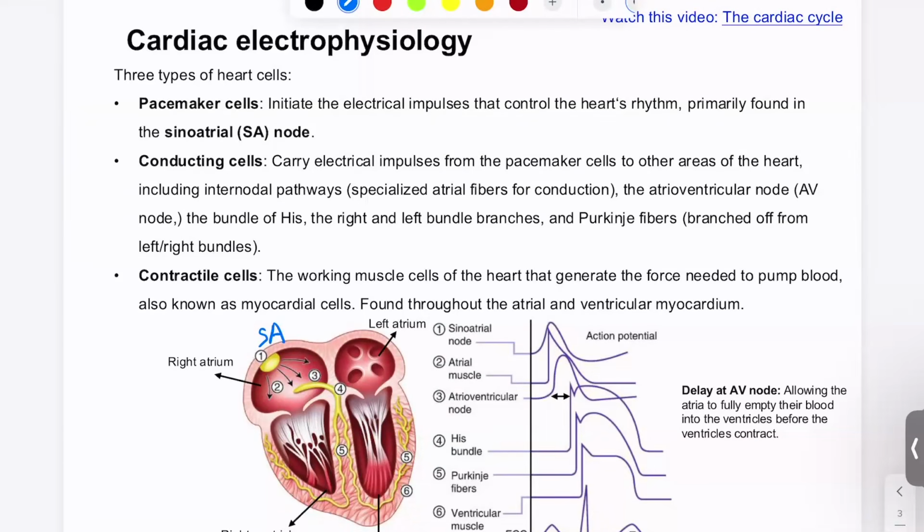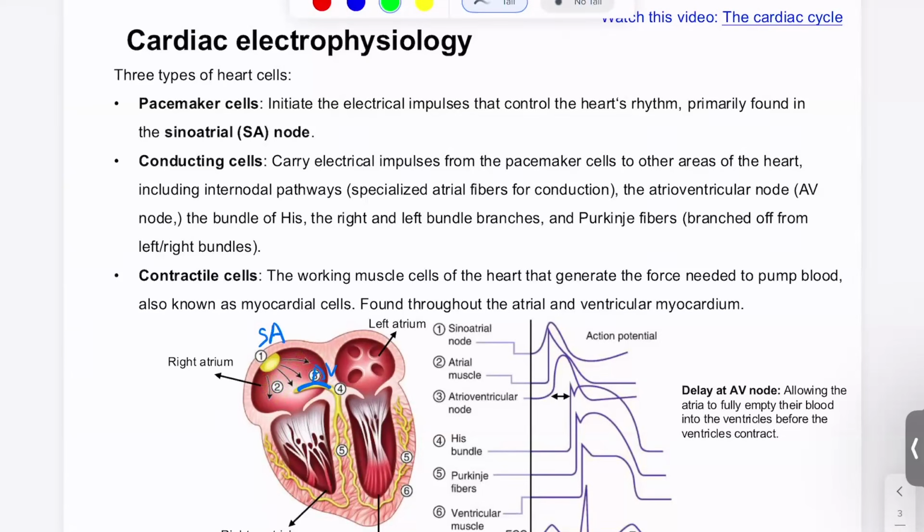Then they travel through atrial muscles, and then they arrive at another node called the AV node. This is the AV node. Between the SA and AV nodes, there are internodal pathways. These are essentially specialized atrial fibers for conduction.